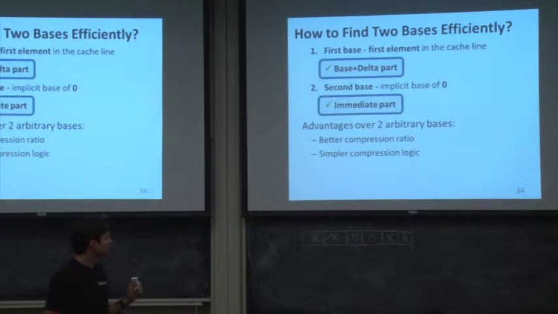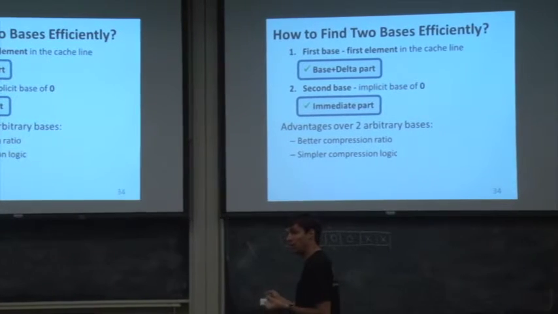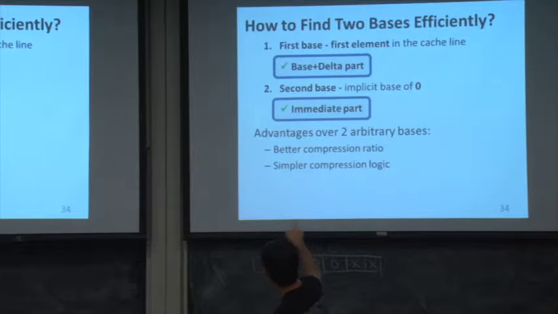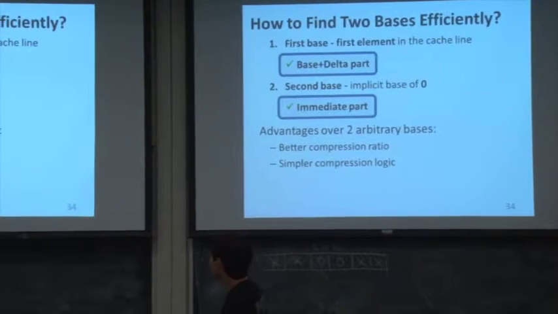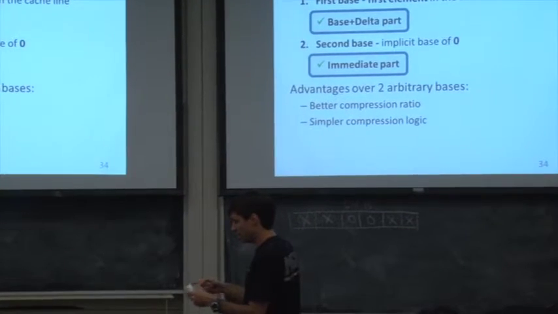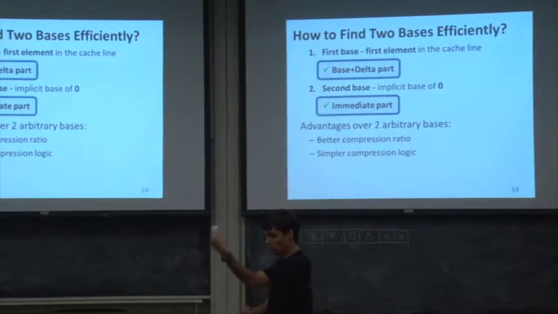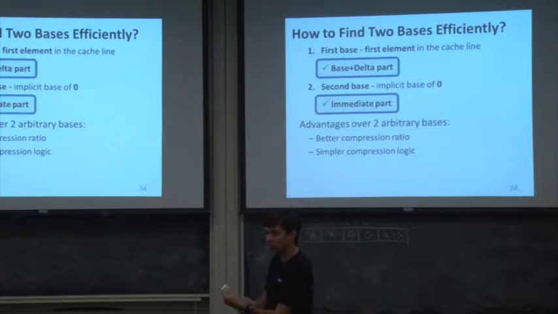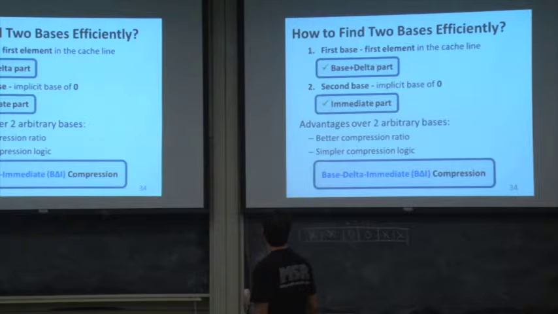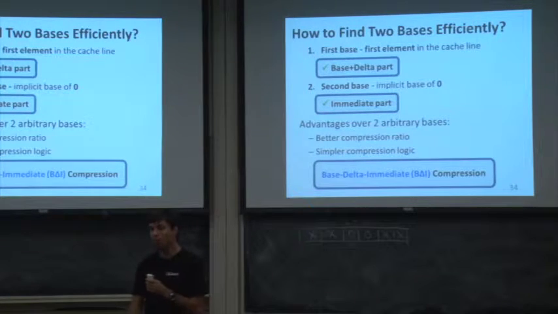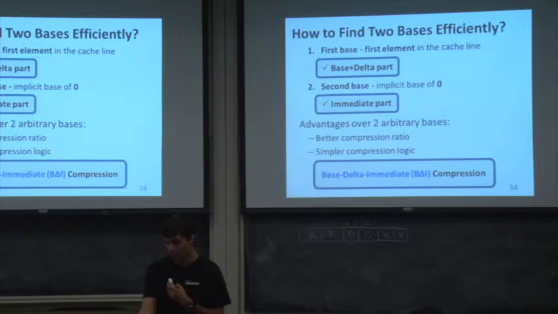So two advantages of that mechanism over two arbitrary bases are that now you have a better compression ratio, because you don't need to store the second base, because the second base is the implicit base of zero. And you also have simpler compression logic, because it's easier now to just have one base, and then the second is implicit zero. You don't need to make any complex operations there. You either add with one base, or you just keep the same value, because you don't need to make an addition with the second base. So it seems like a good idea, but how much can I lose or win if I switch to that mechanism? Again, I can lose because now fewer things are compressible, but I win because I have less overhead. Is this clear?